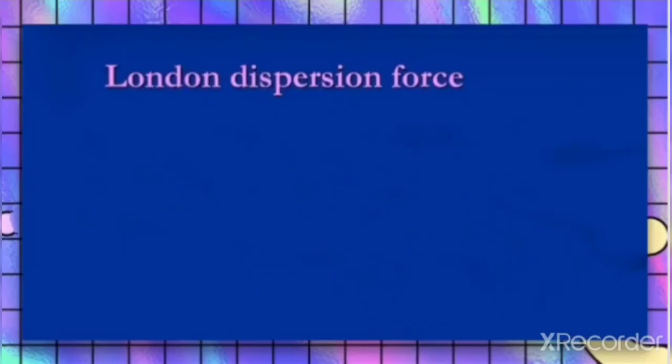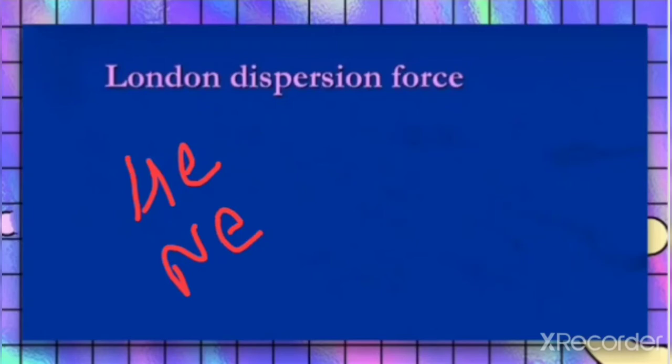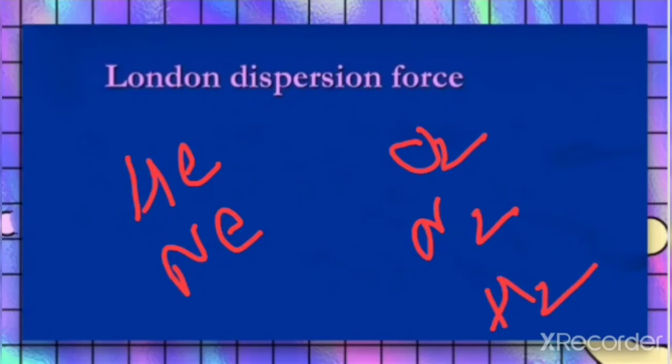First one, that is dispersion forces. Because these forces were first studied by Fritz London, they are also known as London forces. As you know, atoms and nonpolar molecules are electrically symmetrical. That means they have no dipole moment. Example, the noble gases like helium, neon, and the nonpolar molecules like oxygen, nitrogen, hydrogen, etc. These are the atoms and nonpolar molecules which do not have a dipole moment.